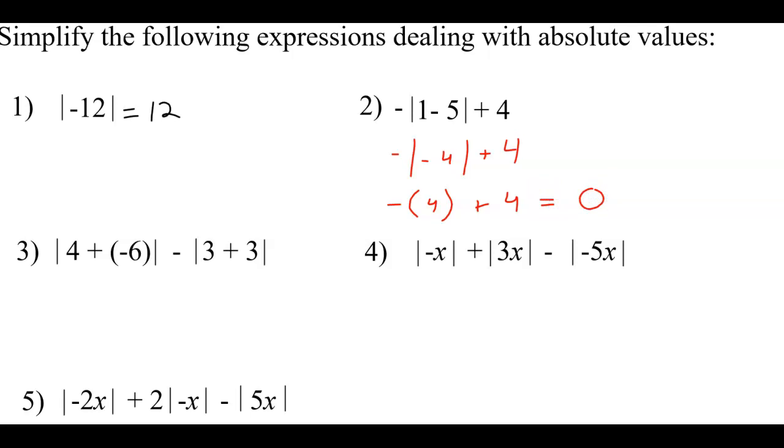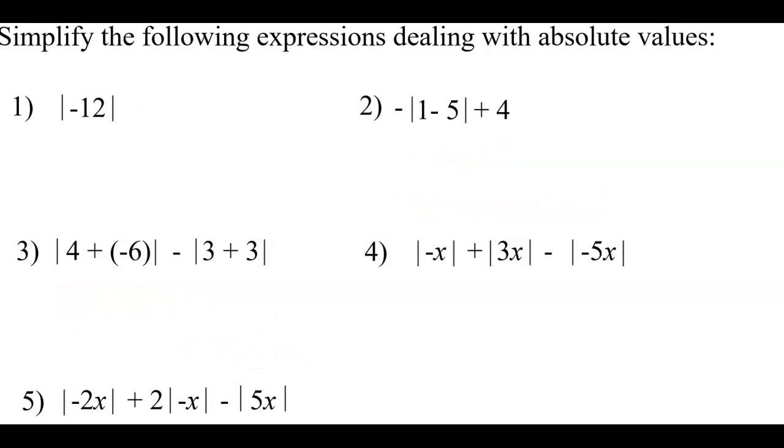Okay. Number 3. Inside out, we simplify 4 plus -6. That would be -2. Minus, 3 plus 3 is 6. But here we have the absolute value of -2, which is 2. It's positive. Minus, and the absolute value of 6 is 6. 2 minus 6 is -4. So pretty easy, pretty straightforward here, just simplifying absolute values.